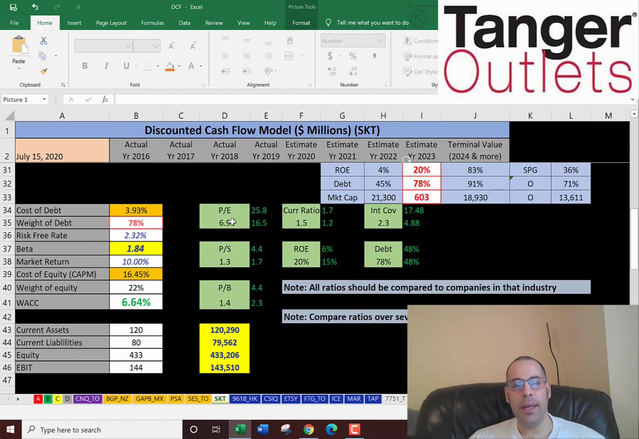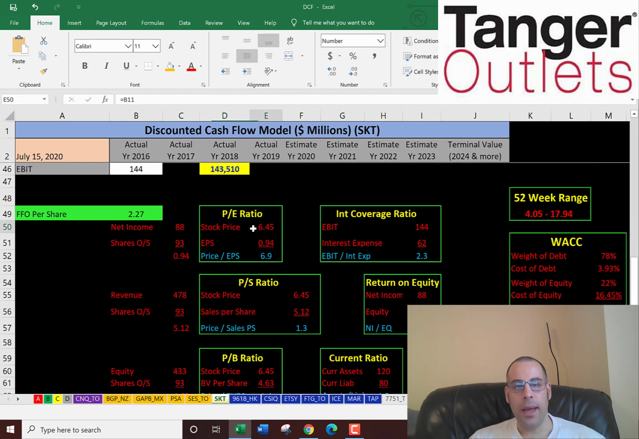They have a really good PE, that's price of stock over earnings per share. And the price of the stock is $6.45 and the earnings per share is 94 cents. And to get earnings per share, it's net income, 88 million, divided by shares outstanding, 93 million. So they're providing a good return for this ratio. I like to see below 15.